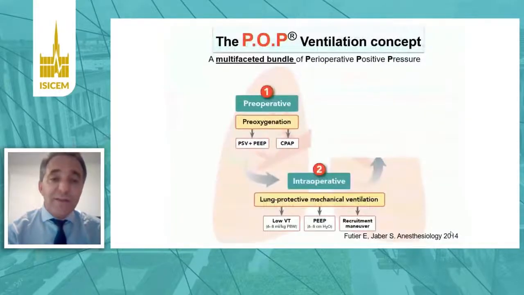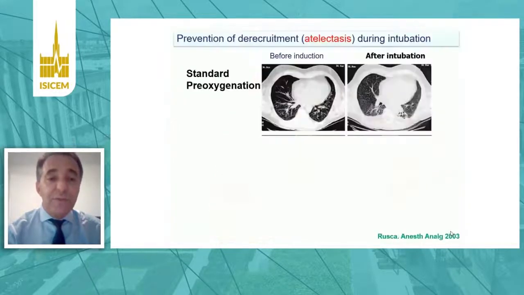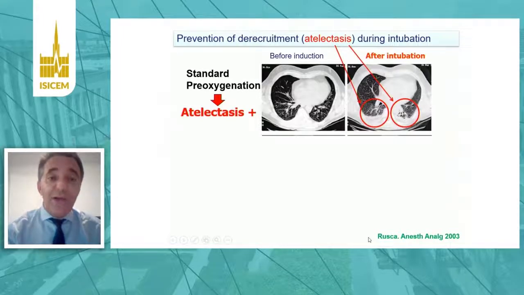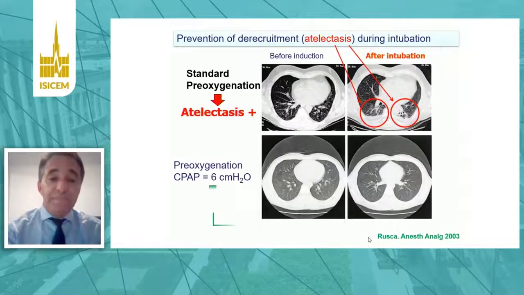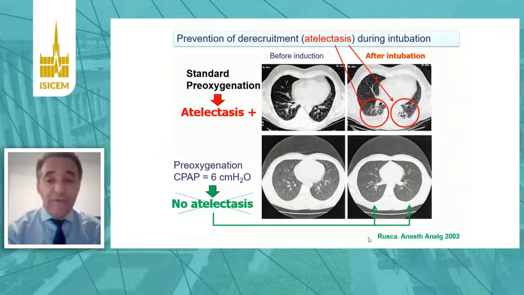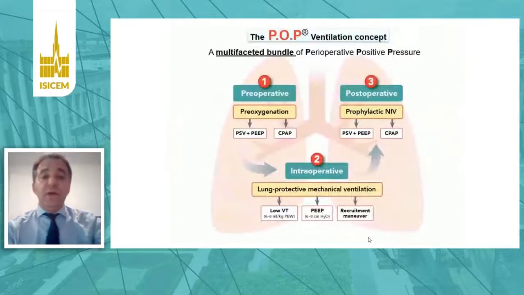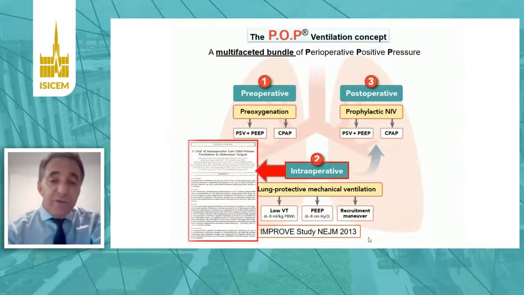Why start with a pre-oxygenation using positive ventilation? It is to try to avoid the occurrence of atelectasis. As you see on this slide, after induction, you have immediately atelectasis, which is the main complication and makes the bed of the postoperative infection. So using a positive pressure, in this example a CPAP of 6 centimeters of water, you could avoid the occurrence of atelectasis.